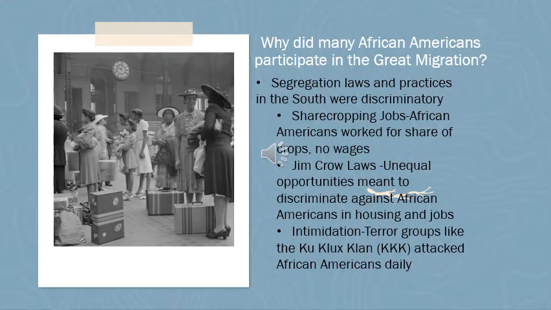Segregation laws and practices in the South were discriminatory. Sharecropping jobs, where African Americans worked for a share of the crops but no wages, were commonplace. Jim Crow laws, which were unequal opportunities meant to discriminate against African Americans in housing and jobs, also were commonplace. And African Americans faced intimidation from terror groups like the Ku Klux Klan, which attacked them daily.